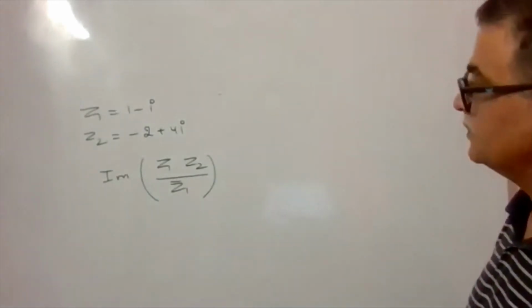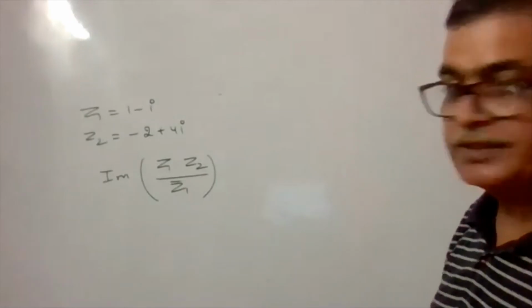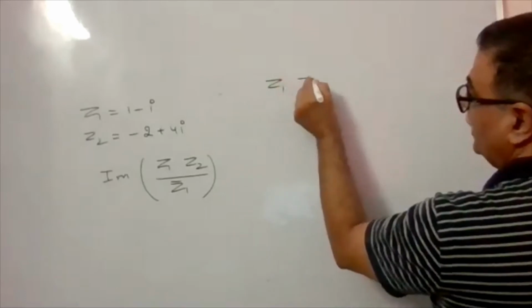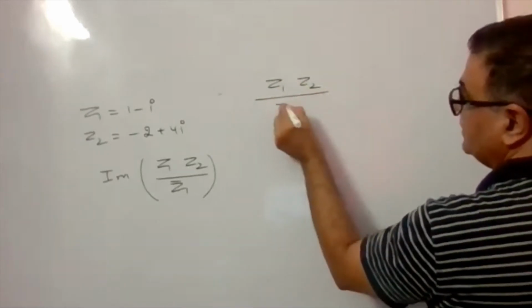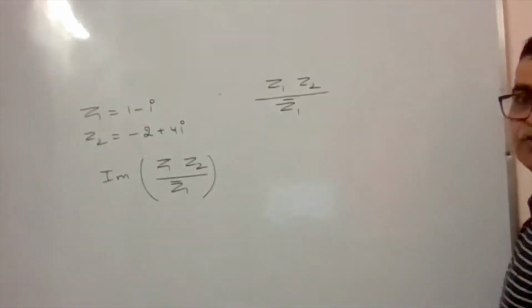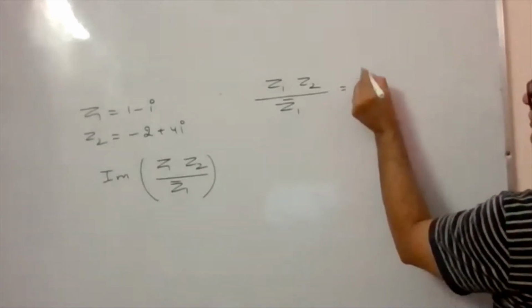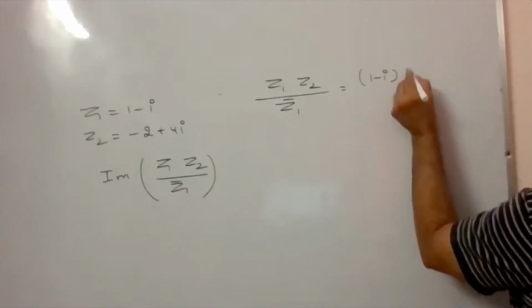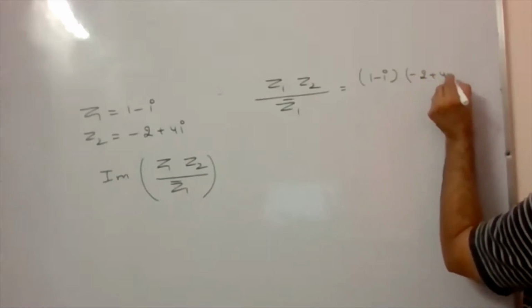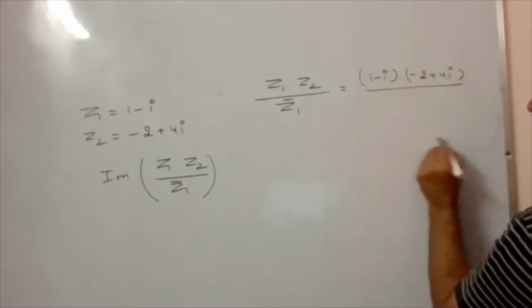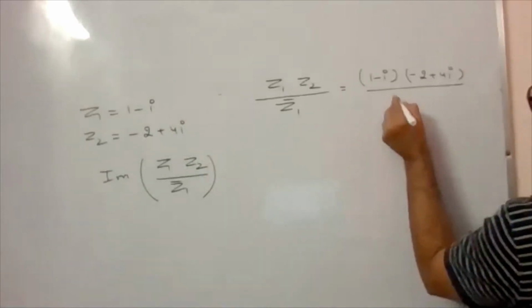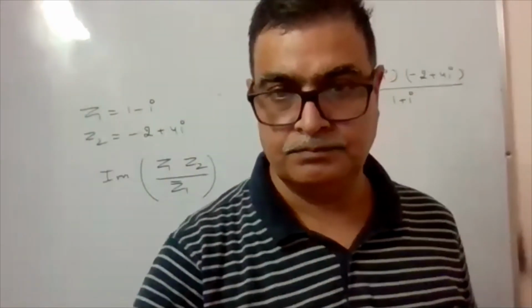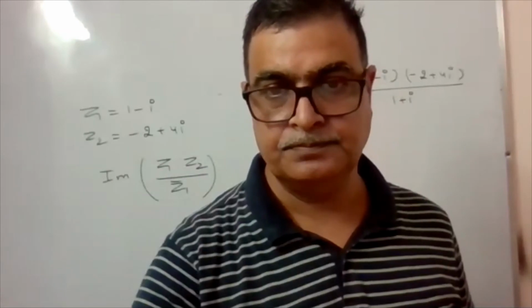Sir, my answer is coming 0. Your answer is 0. Okay, check please. Z1 into Z2 by Z1 bar. First, let's start with this question. Z1 is 1 minus iota. Z2 is minus 2 plus 4 iota. Divided by Z1 bar, that is 1 plus iota. Yes, sir. Answer will be 2. Yes, answer will be 2.